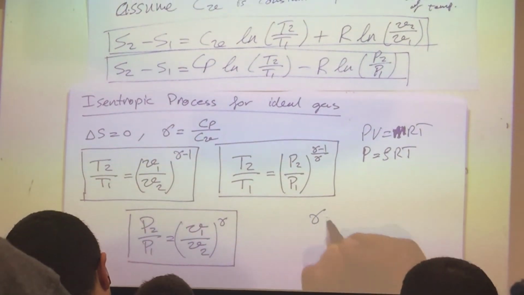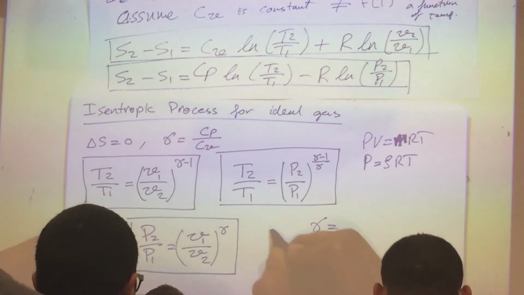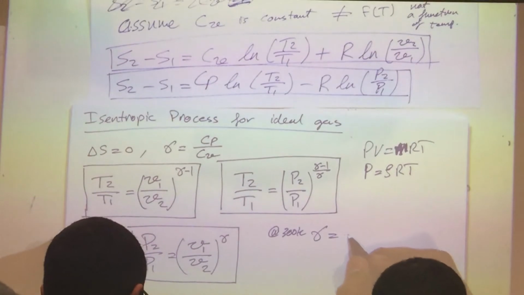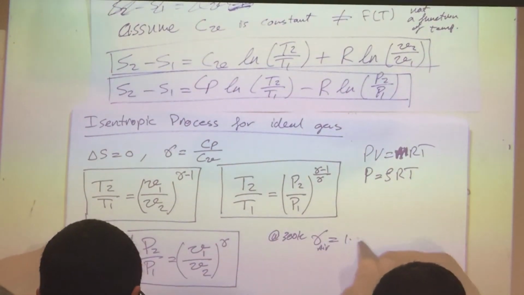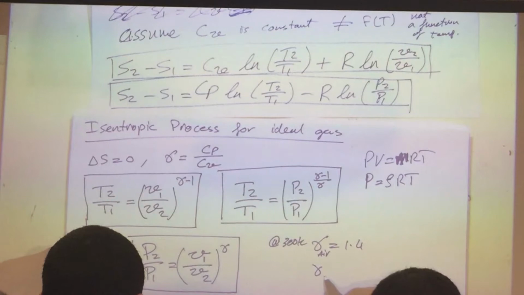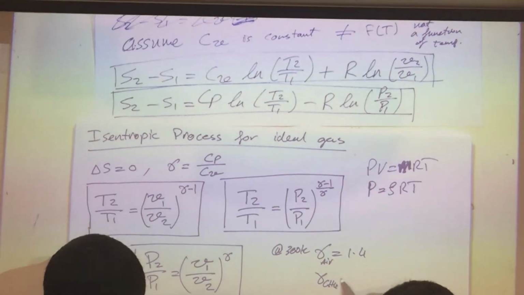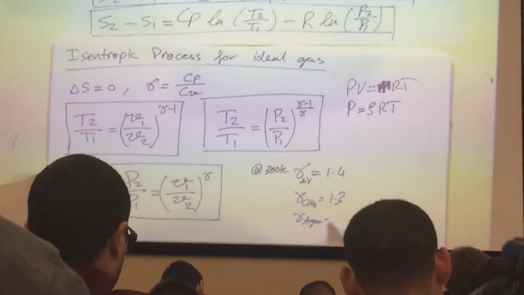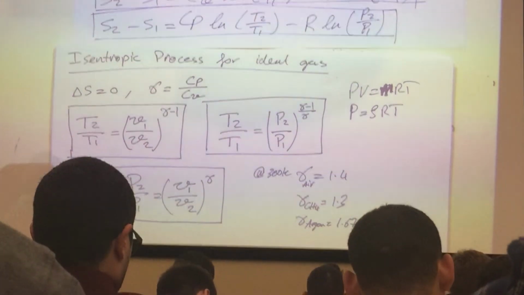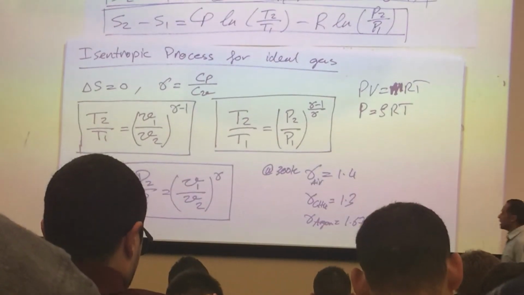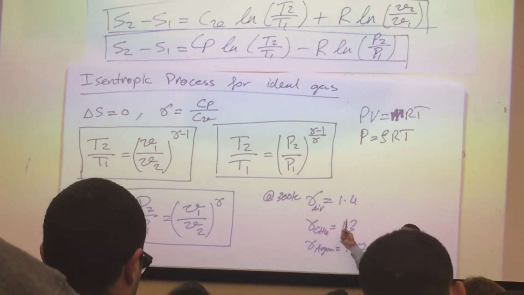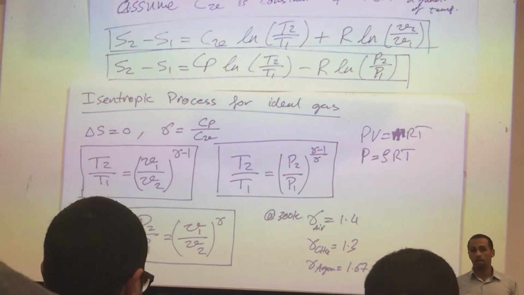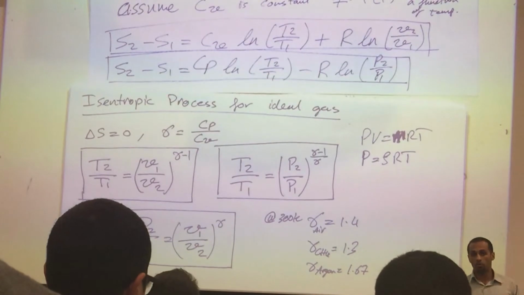And gamma, at 300 degrees Kelvin, for air is equal to 1.4. Gamma for methane, CH4, is going to equal 1.3. Gamma for argon is equal to 1.67. In the engine, what we're going to see later on is that this gamma changes. So that's another reason why we can't use the tables. The tables are for fixed gamma most of the time.